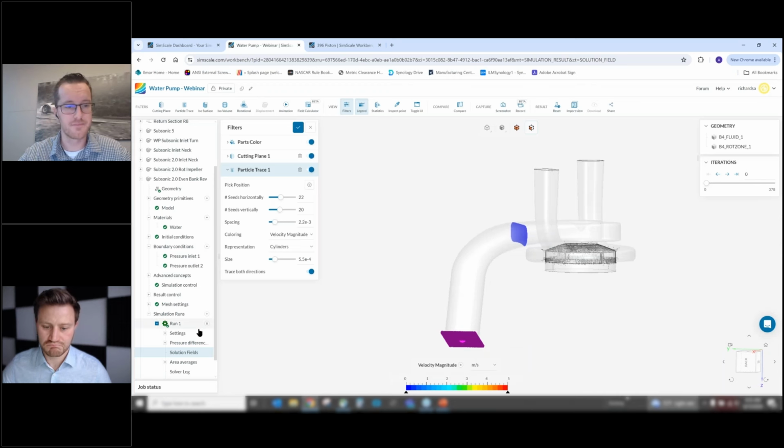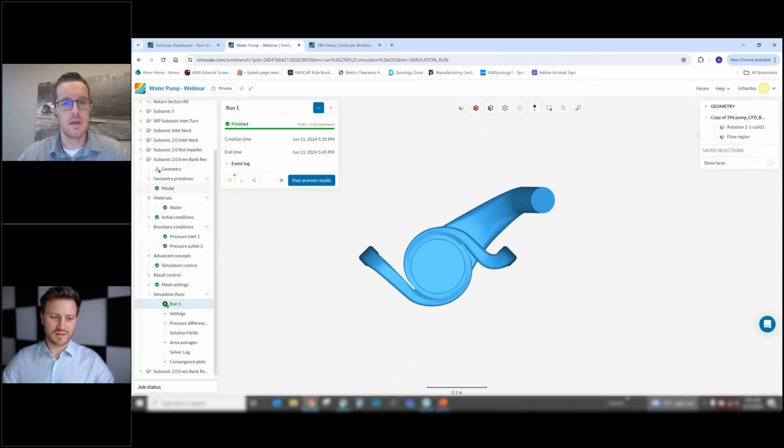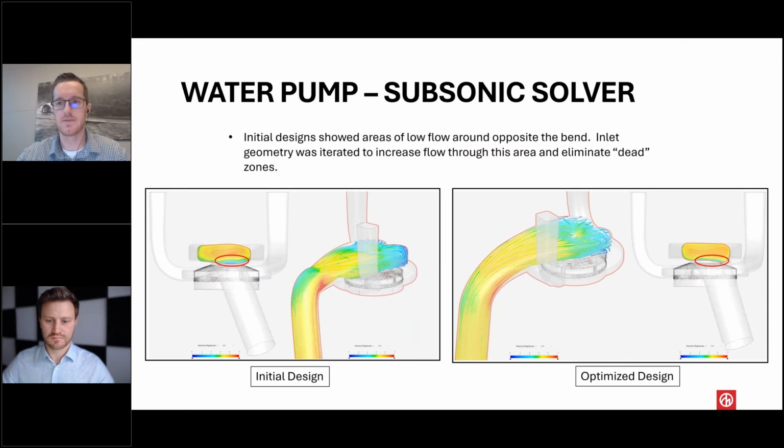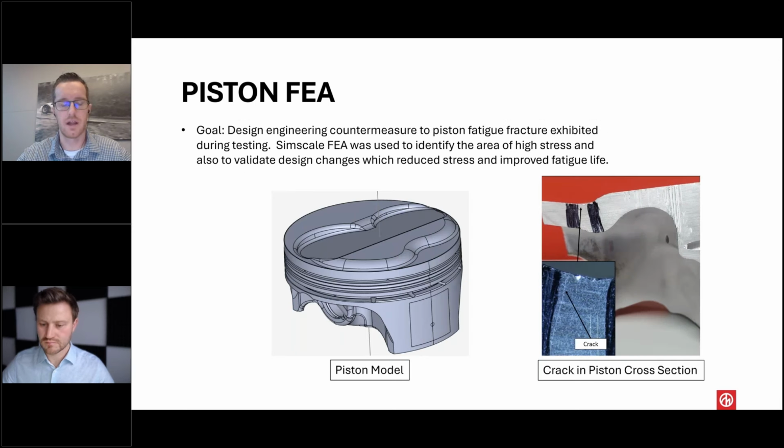So nice, that's really good. Yeah. So we'll jump back into the PowerPoint here. That was the CFD example that we wanted to share. Next, we have a finite element analysis simulation that we want to share. This is for a piston. So our objective to solve here was a crack that was found during testing in an existing design that formed in the crown of the piston.